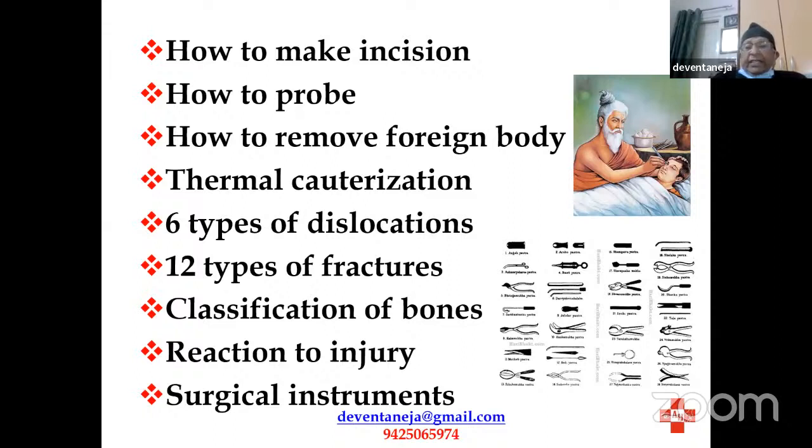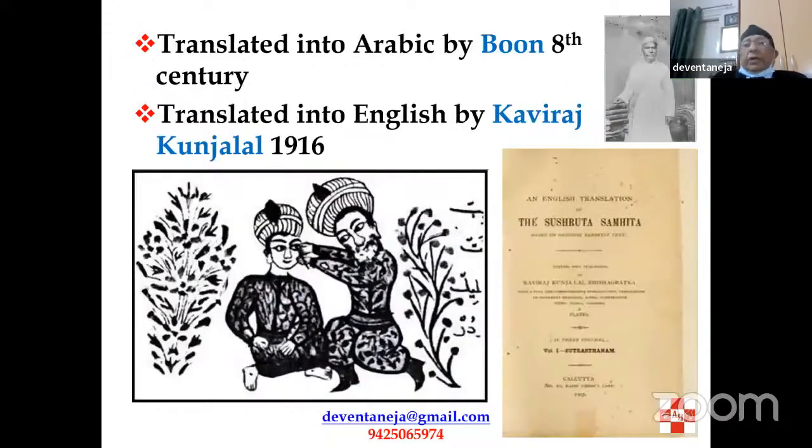You can see this is a diagram from the Shushruta Samhita, all the instruments. And many of the instruments these days are almost a copy of what Shushruta Samhita had in his book. This book, Shushruta Samhita, was translated into Arabic by Boone in the 8th century and was translated into English by Kaviraj Kunjalal in 1916. You can see that this is from the front page of that book by the Kaviraj.